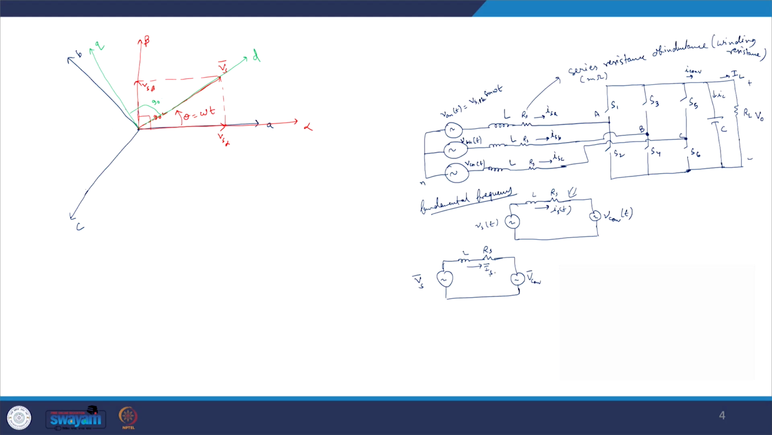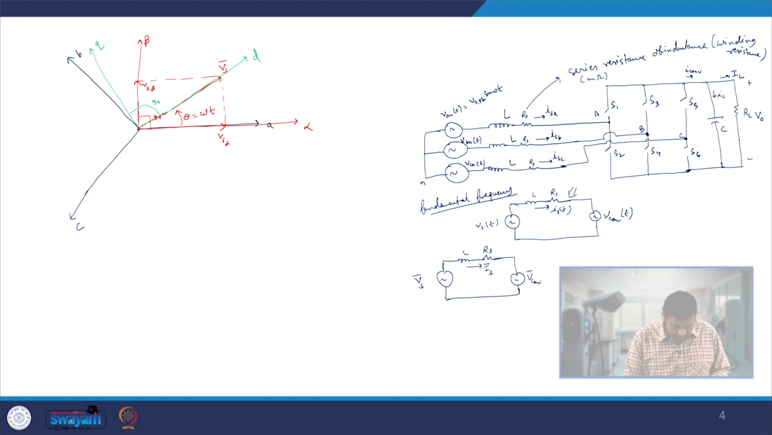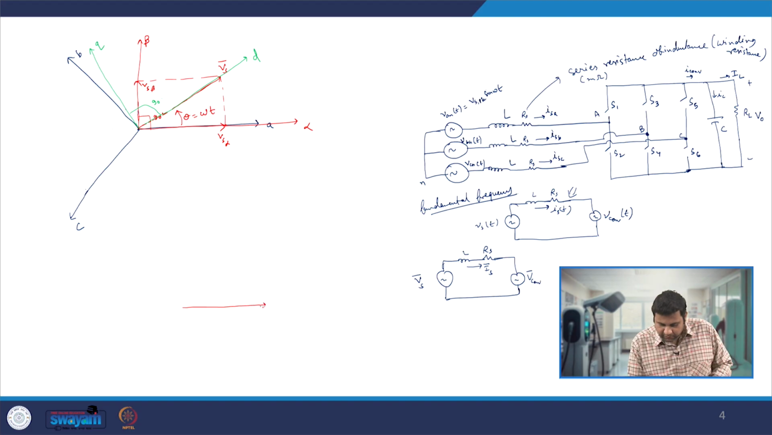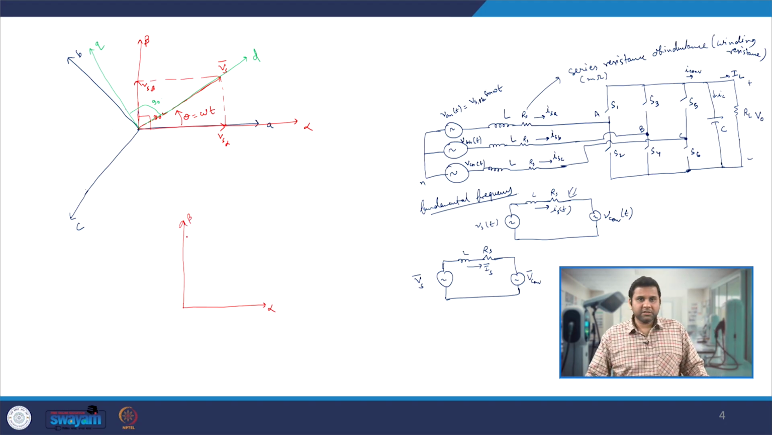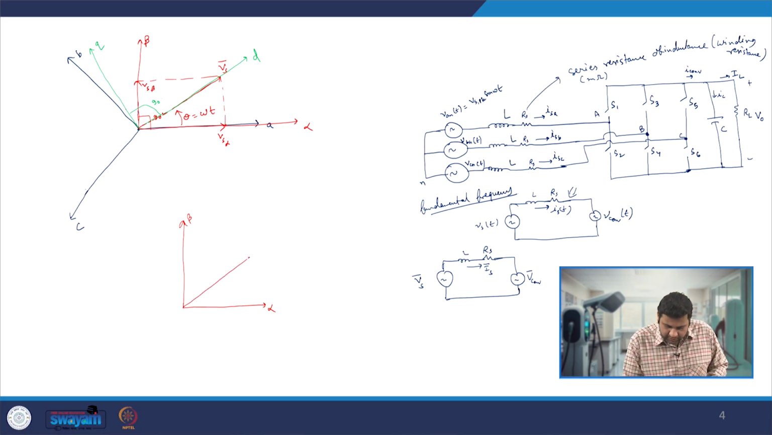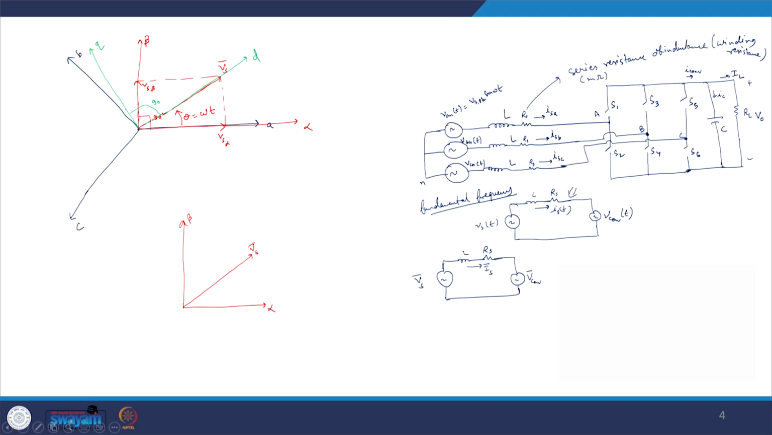Now, this space vector Vs, Is, V converter is actually the combined effect of all the three phases which we are talking about. So, let us try to draw it. We have the alpha axis and the beta axis, which are 90 degrees from each other. So, we have alpha beta components, and then we will define our space vector Vs at some angle, let us say a theta angle.